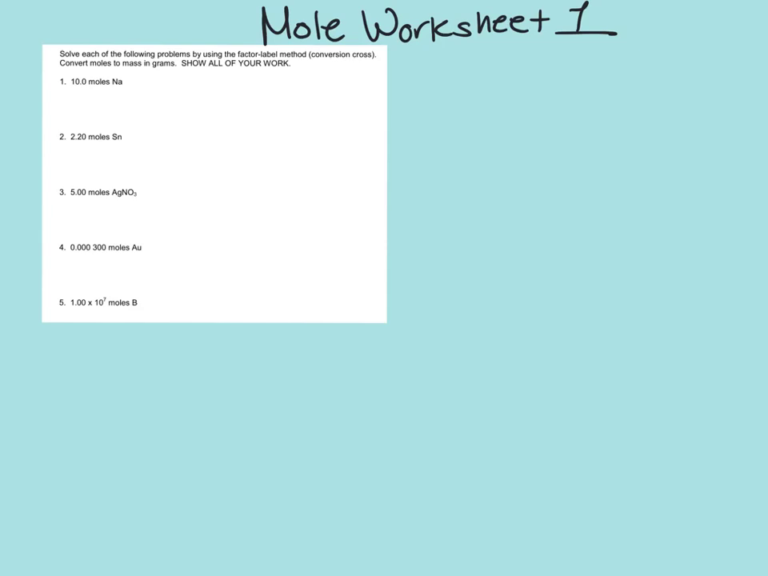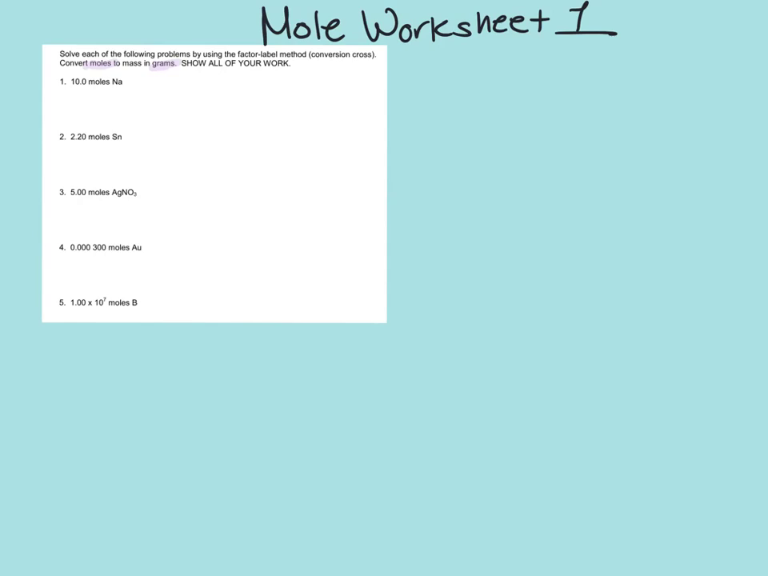So this is a selection of problems from Mole Worksheet 1. I'm going to do one from each section so you can see the process for each type, because there's basically 4 main types and then a couple of multi-step problems at the end. So this first section, you are going to convert from moles into grams.